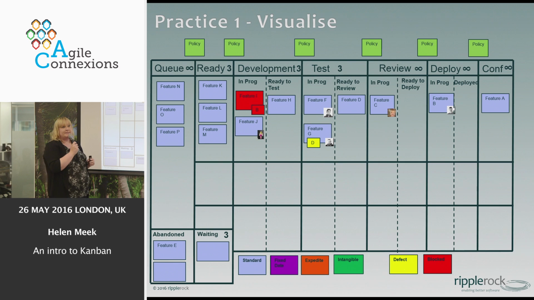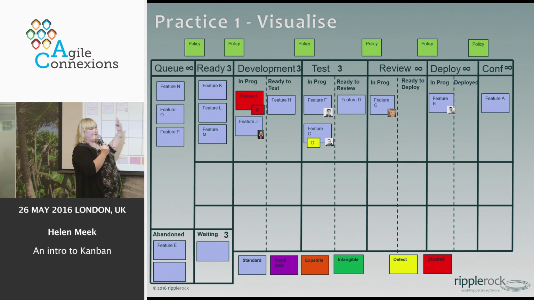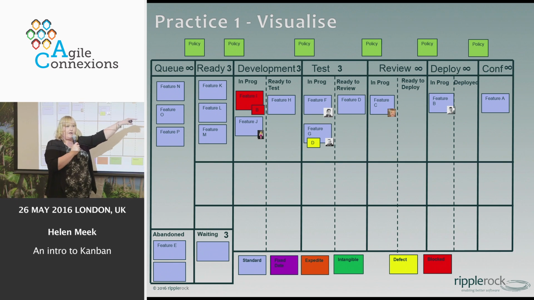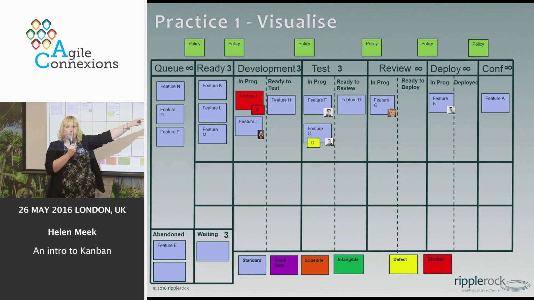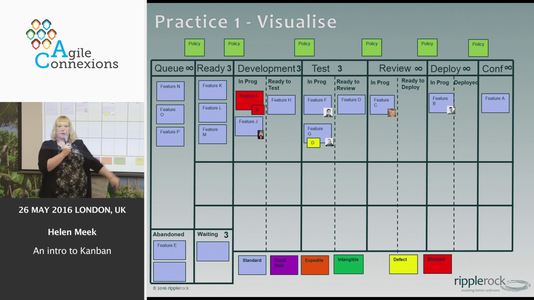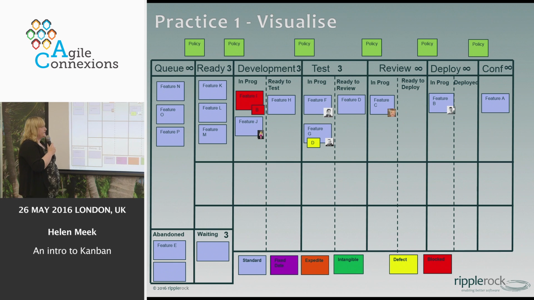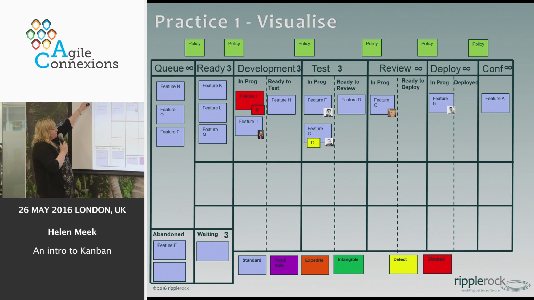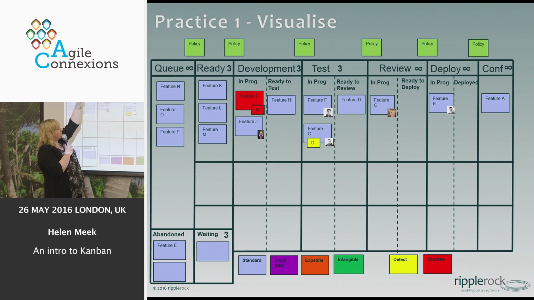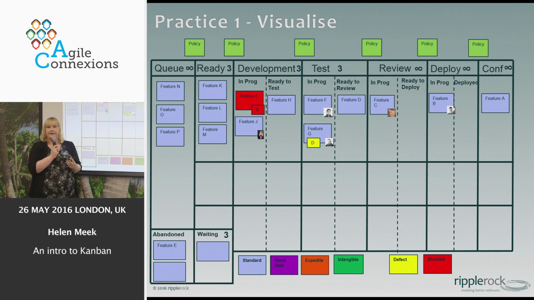The only thing that you need to be mindful of is cards need to move in one direction. So nothing moves backwards, everything moves forwards, okay? So however you build your board, you need to keep that principle in play. Now, things you can see on the board, at the top, I've got explicit policies. Explicit policies are like your definition of done. Everybody got a definition of done?